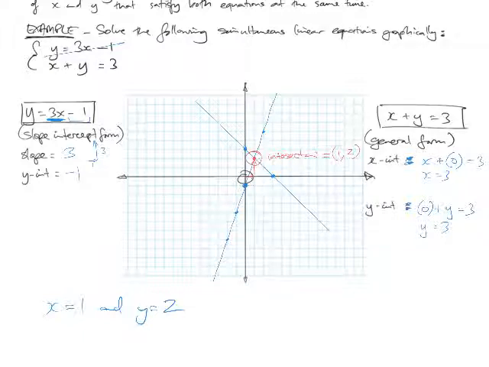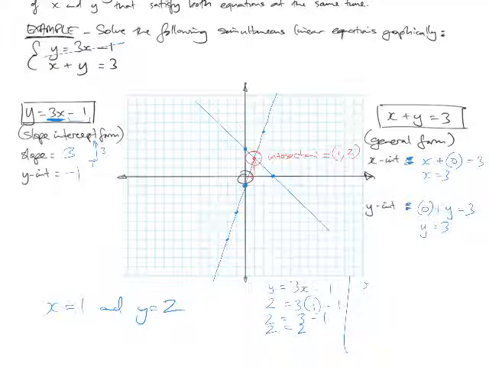We can double check that by substituting in. So y is meant to equal 2, so let's put that into the first equation. Y is equal to 3x take 1. Well, 2 is meant to equal 3 times by x is meant to be 1, take 1. 2 is equal to 3 times 1 is 3, take 1. 2 is equal to 2. So it works for the first equation.